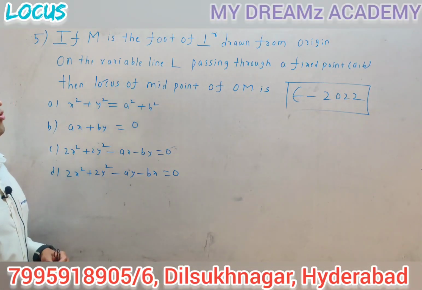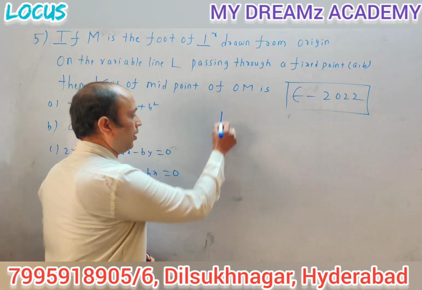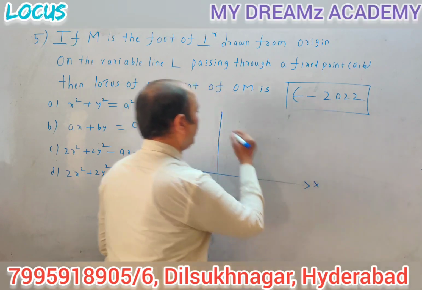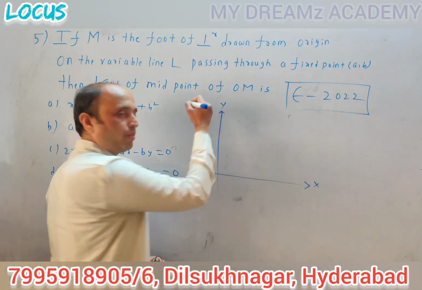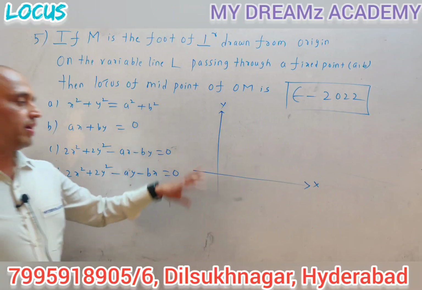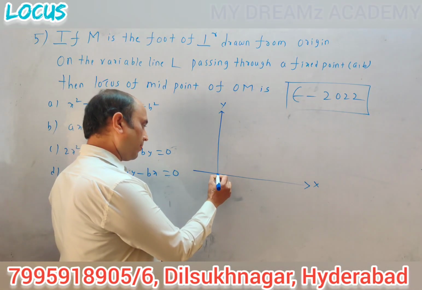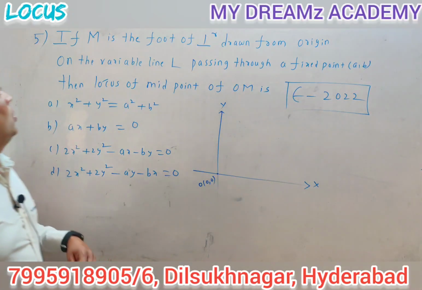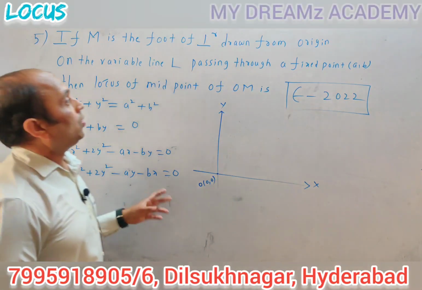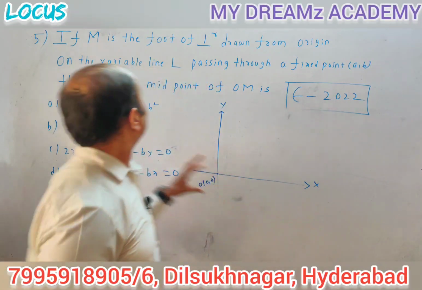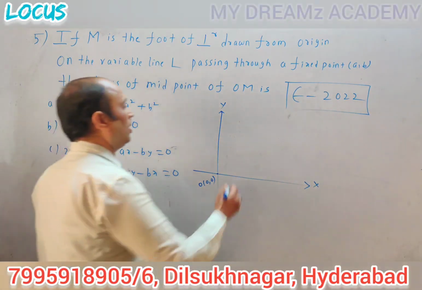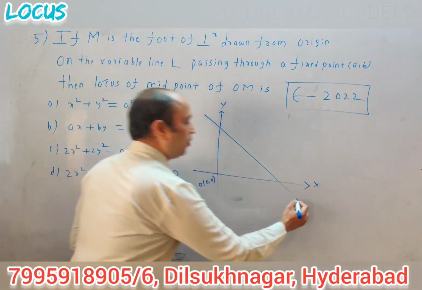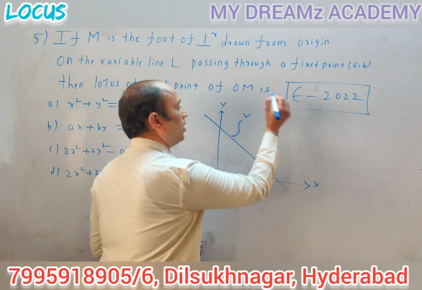Actually, this is a diagram. For the geometrical part, the diagrams are very important. So x axis, y axis, this is the origin, 0 comma 0. M is the foot of perpendicular drawn from the origin to the variable line L. So this is our required line L.